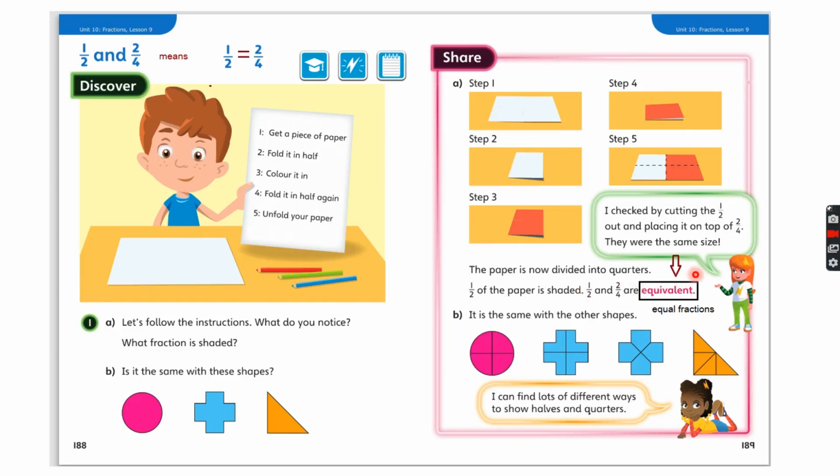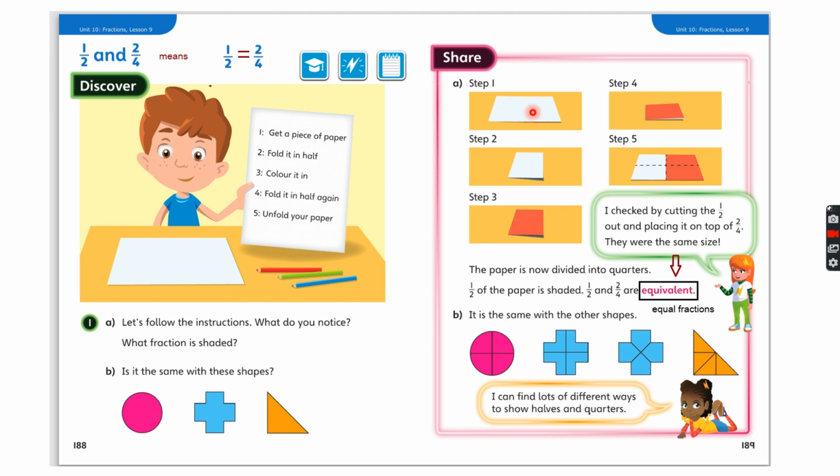Dania, your math teacher. In this lesson, you are going to learn about equivalent fractions, the half and the 2/4. These two fractions are equal, and because they are equal, we call them equivalent fractions. Any two fractions that are equal, we call equivalent fractions. Now, how can I know that they are equal?